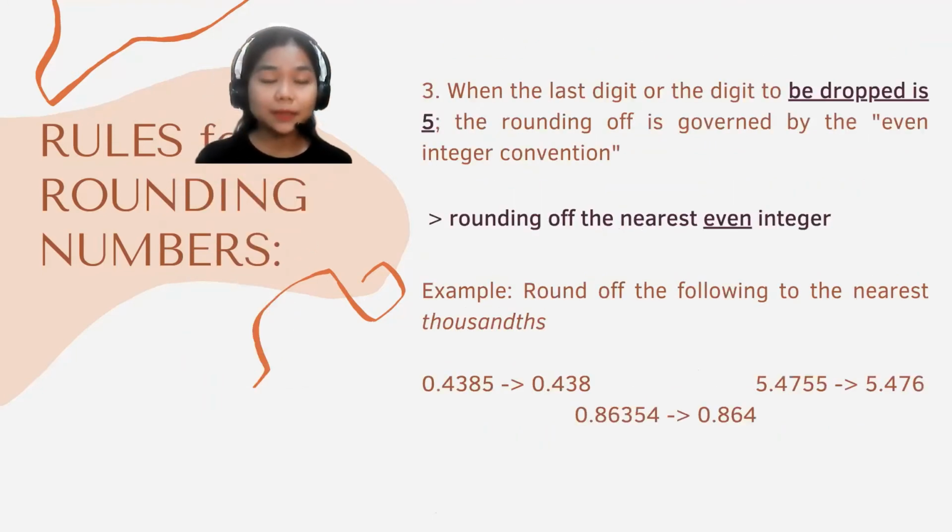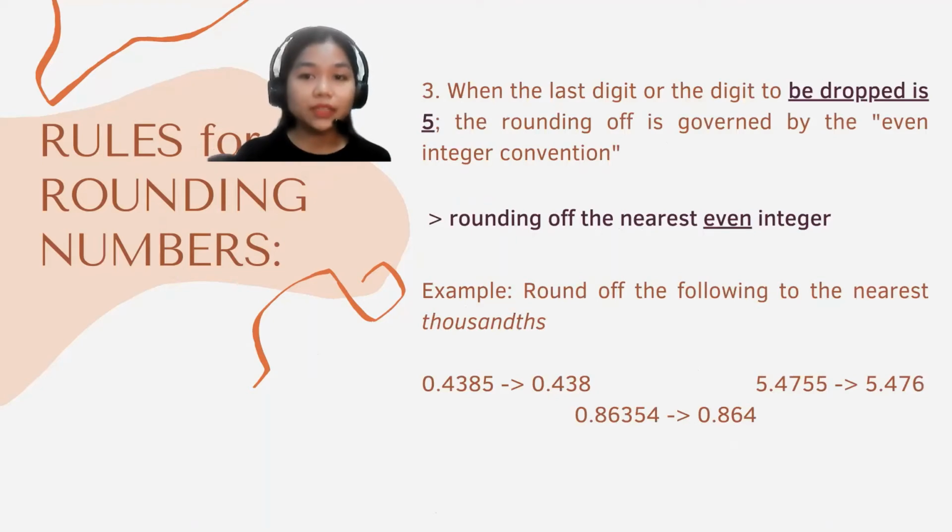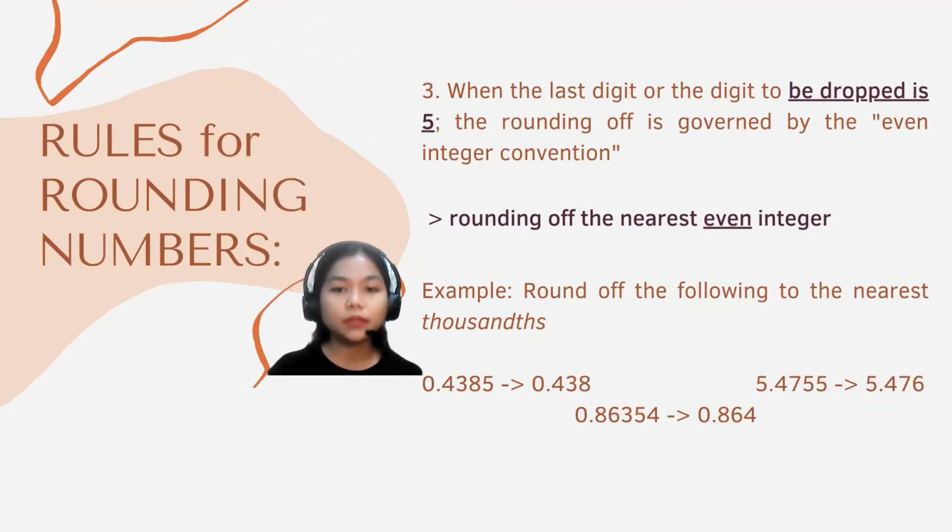The third rule is when the last digit or the digit to be dropped is 5. Earlier we have discussed the digits greater than 5 and the digits less than 5. What if the digit to be dropped is 5? What are we going to do? Actually, the rounding off, if the digit to be dropped is 5, is governed by the even integer convention. It's simply rounding off to the nearest even integer. So let's have this example.